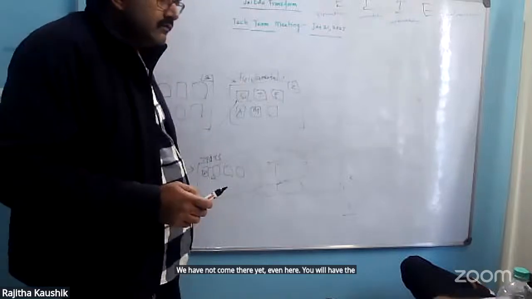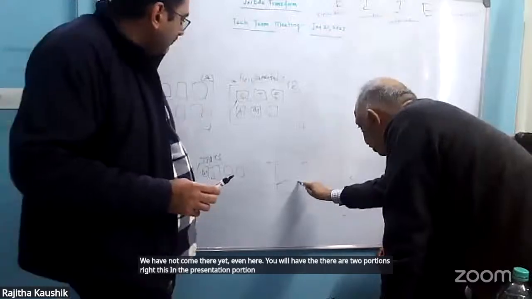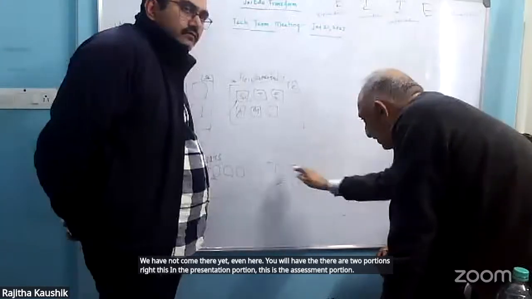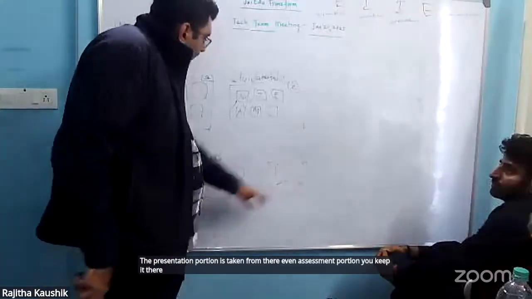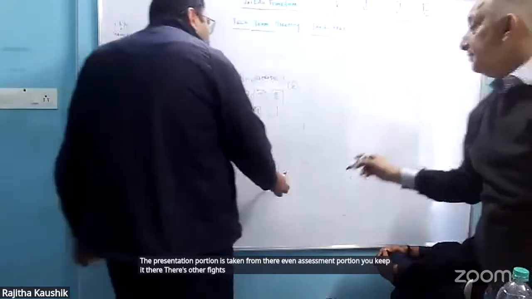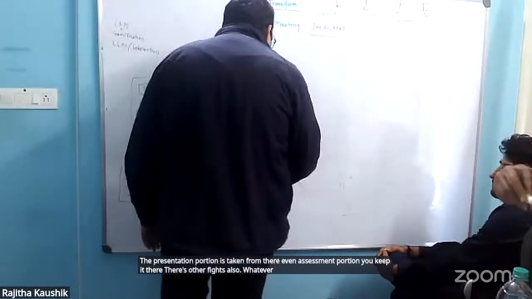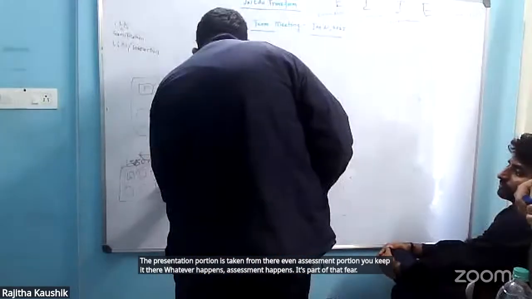There are two portions, right? This is the presentation portion. This is the assessment portion. The presentation portion is taken from there, and the assessment portion you keep there, which is quizzes and other files also. So whatever assessment happens here is circled back here and this is marked as done.